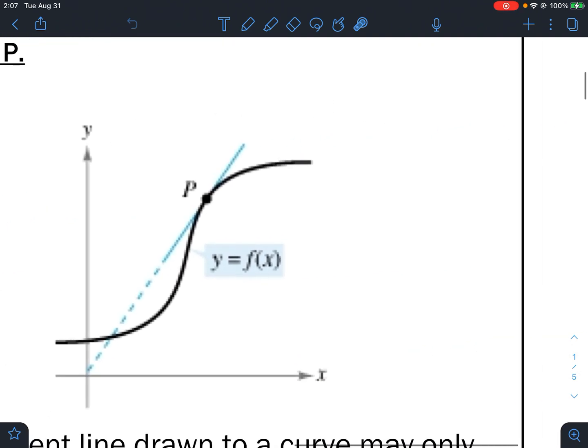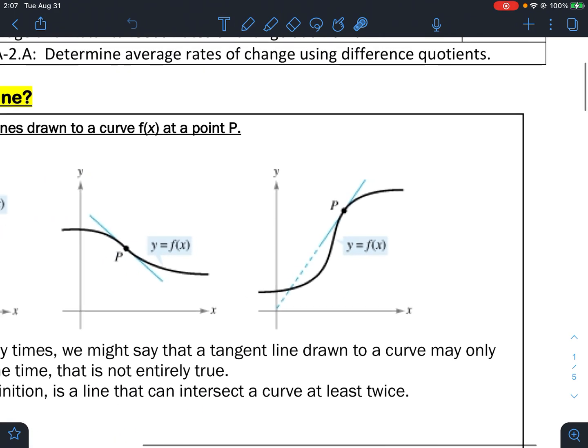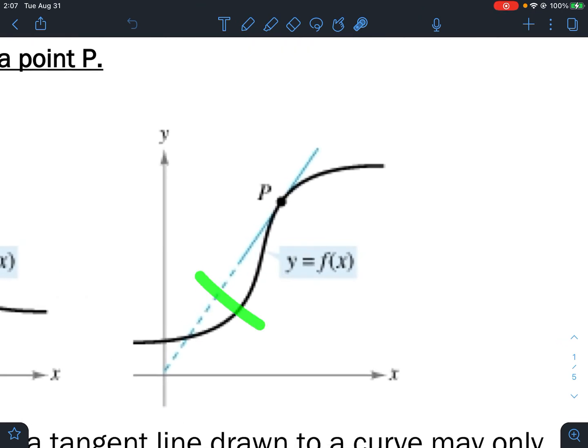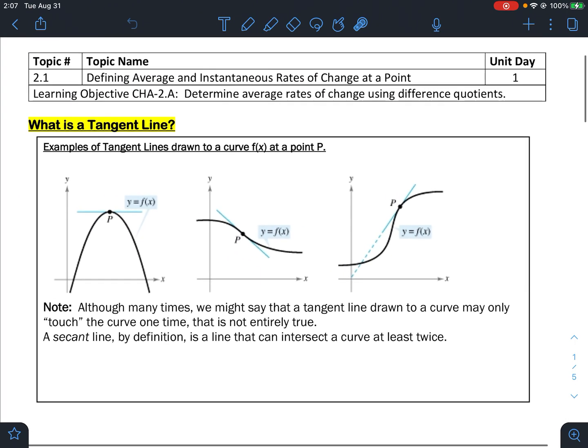But here's a picture here. This is a tangent line. But you can see as it extends, it will touch the curve again. Really, it's just a line that touches a curve at a point between a certain interval. So between here and here, that's a tangent line, okay? A secant line is a line that intersects the curve at least twice. So technically, if you drew this whole line in, this would be called a secant line. But if we focus on just this part, now it's called a tangent line at that point.